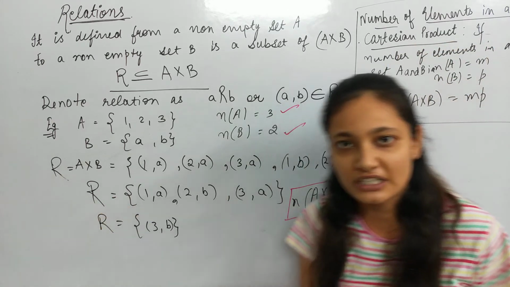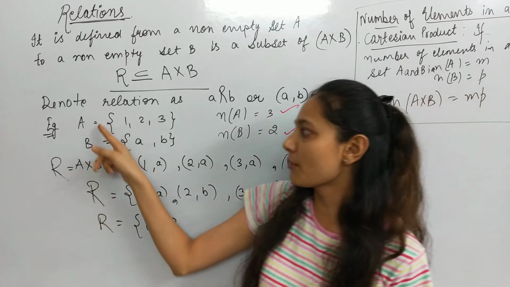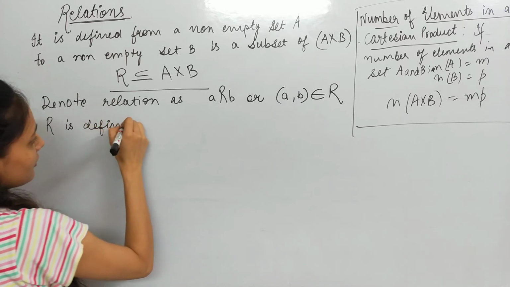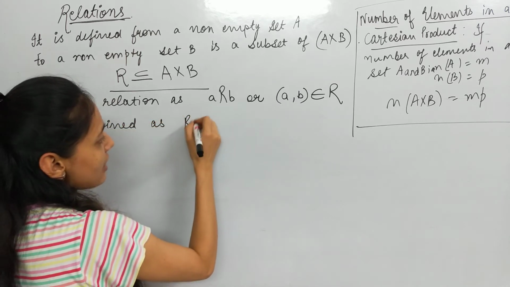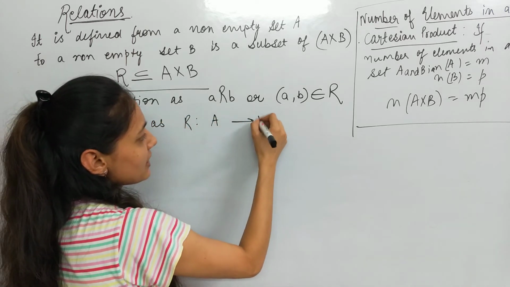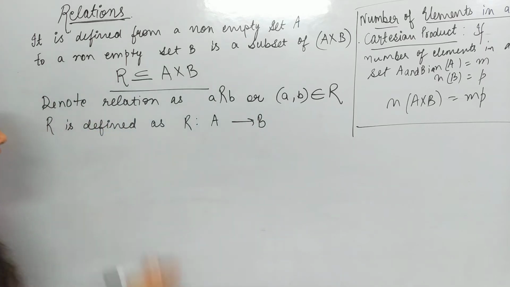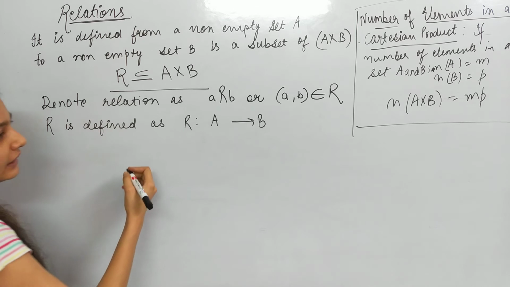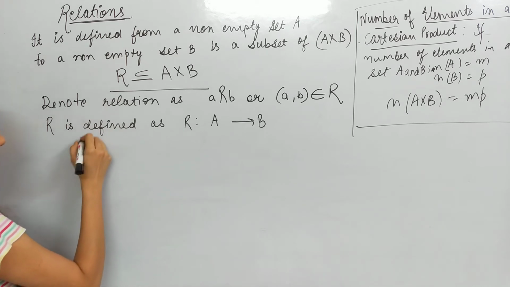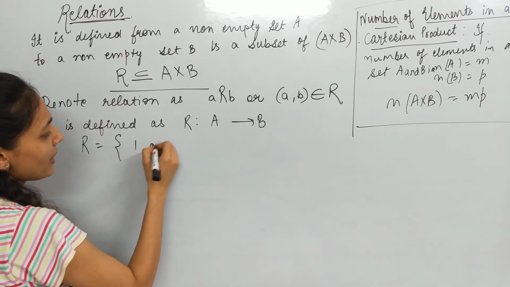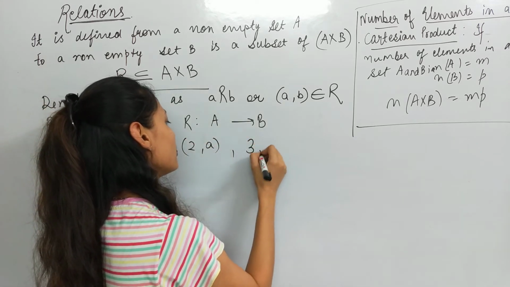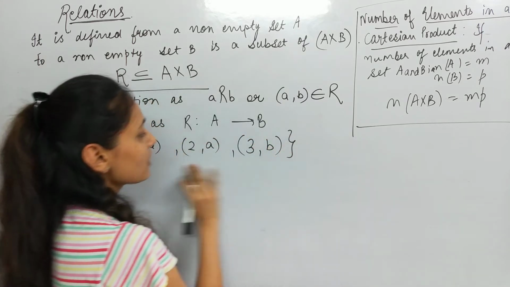Now we have to see how many relations are possible from A to B. R is defined as a relation from set A to set B. You write it like this also. That R is defined, relation is defined as R is from set A. That means, suppose we are having this relation, that is 1 comma A, 2 comma A, 3 comma B. This is given to us.